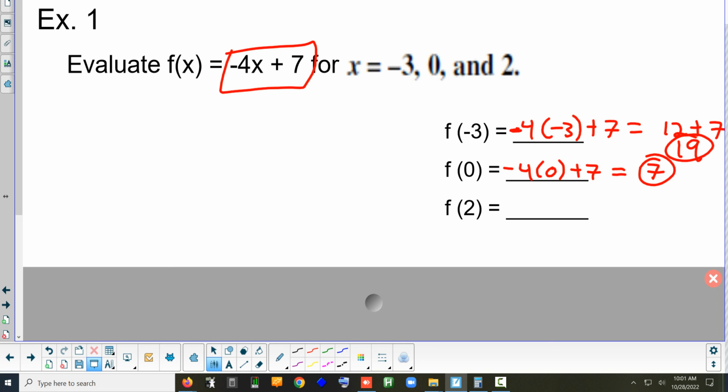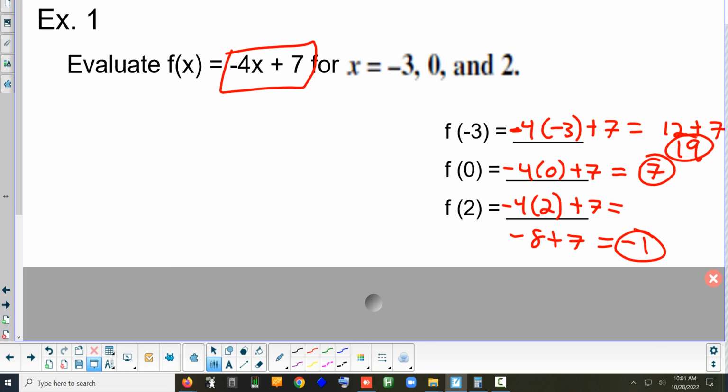And how about f of 2? Finnegan, how would I write that one? It would be -4 of 2. -4 times 2, yep, plus 7. It's not always plus 7. This formula is a plus 7, but it could be a plus 6, could be -3. Every formula is a little different. Okay, -4 times 2 is -8. And what's -8 plus 7, Lexi? -1.